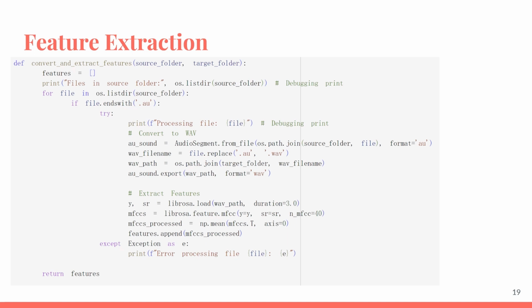The Librosa library is used to load the WAV file and extract the MFCC, which is Mel-frequency cepstral coefficients, and it is a common feature used in audio and speech processing. We also implemented a technique called feature aggregation. This technique calculates the mean of the MFCCs across time to create a single feature vector for each audio file.